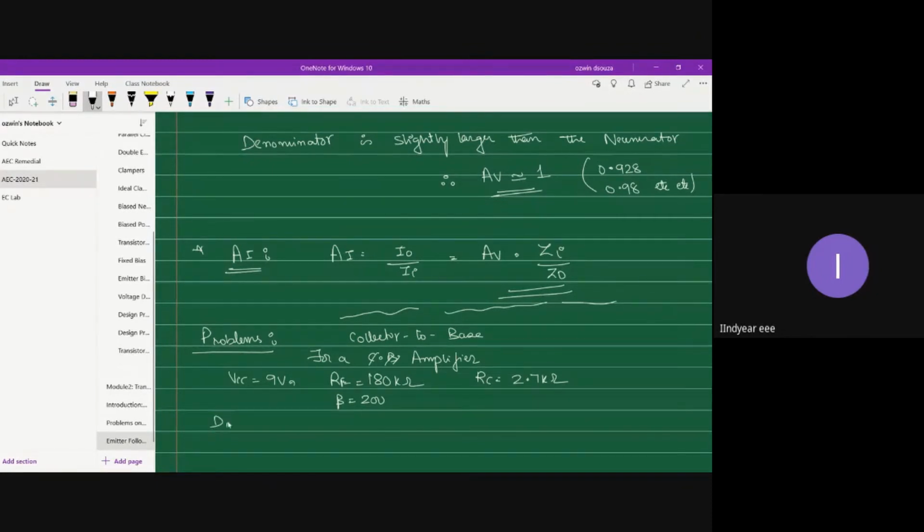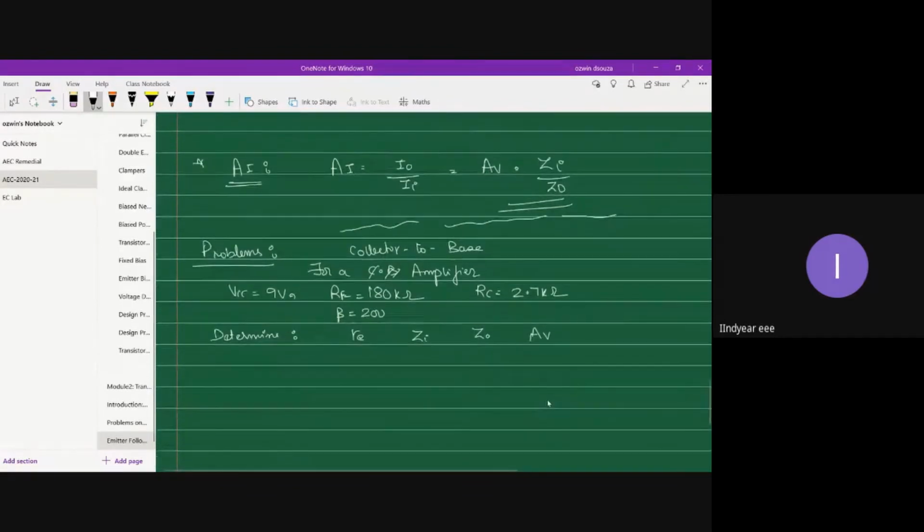So determine RE, ZI, Z0, AV. Determine RE, ZI, Z0, AV. Okay.